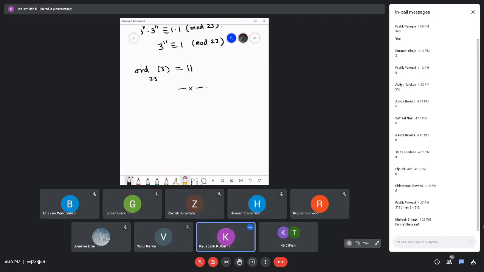Now, instead of 3, if the order of g mod p is equal to p minus 1, then we say that g is the primitive root of p.